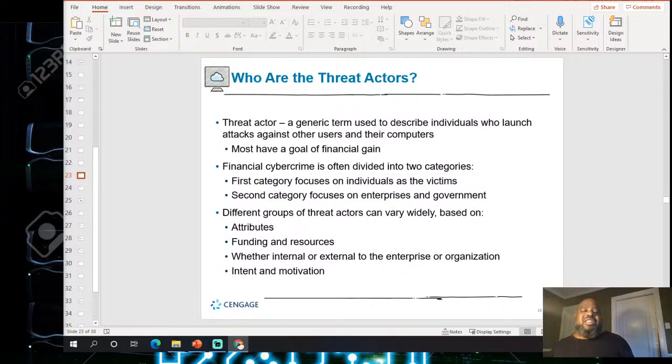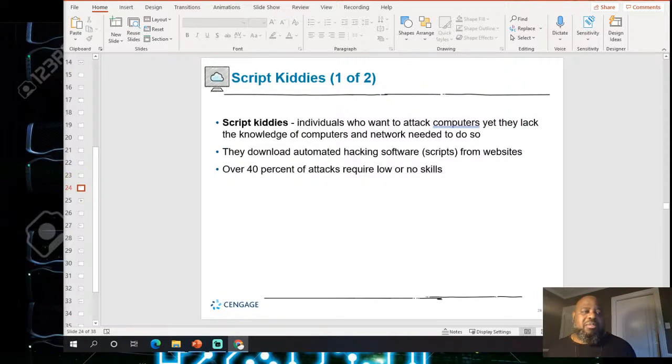Different groups of threat actors can vary widely based on attributes, funding, and resources, whether they're internal or external to the enterprise or corporation, and intent or motivation. And the other part is, are they actually being employed by a government, right? There's a lot of government APT groups out there, advanced persistent threats that are funded by governments to attack the United States, Great Britain. Don't be mistaken now. We got our own APTs attacking them, right? It's not one way, right? We got our teams, we got our smart people attacking their smart people, right? So it's just not one way.